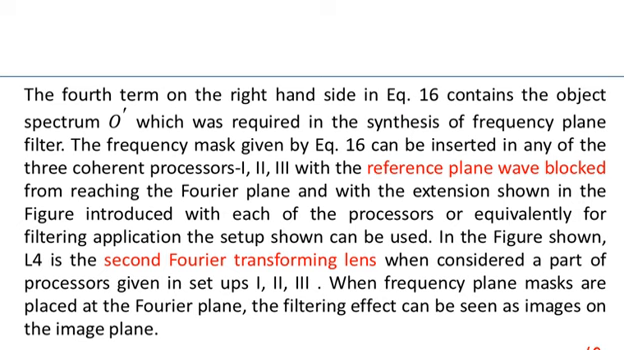Okay, so you see that the frequency mask given by equation number 16 can be inserted in any of the three coherent processors 1, 2 and 3, with the reference plane wave blocked from reaching the Fourier plane and with the extension shown in the figure below introduced with each of the processors. Or equivalently, for filtering applications, the setup shown can be used.